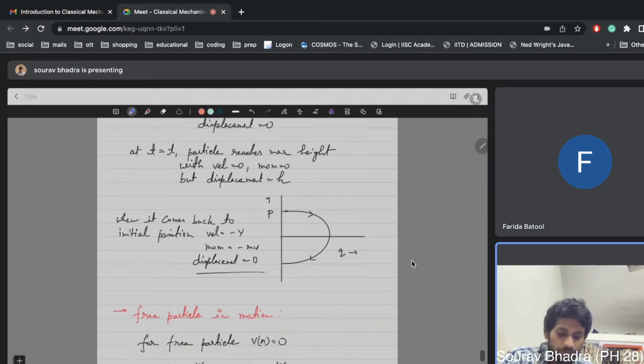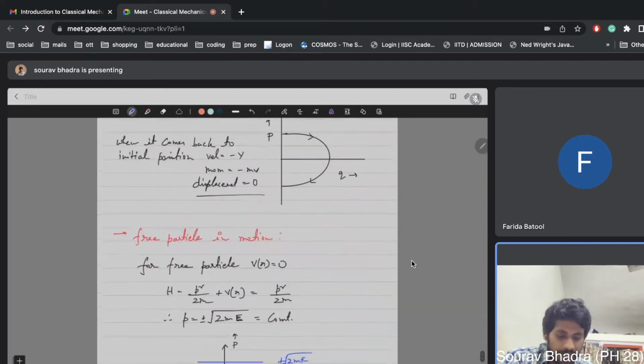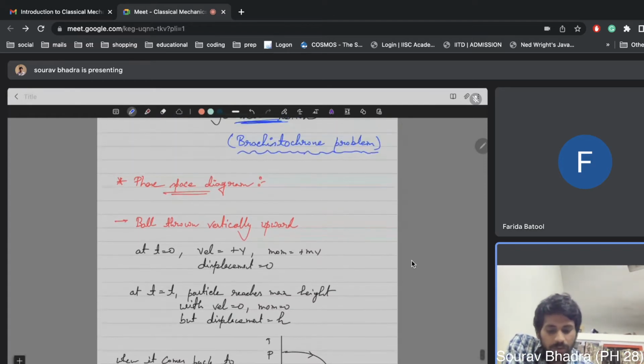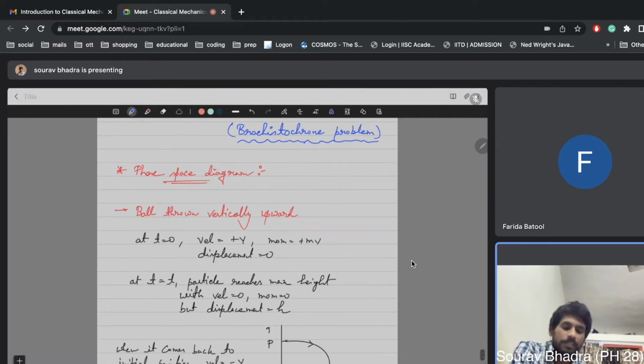Okay, so here we will consider 3 different examples. First, a ball which is thrown vertically upward. It is not a projectile. Here the angle is 90 degrees, and you are just throwing the ball straight over your head. Okay, that type of problem. So for that, what will be our phase space diagram?